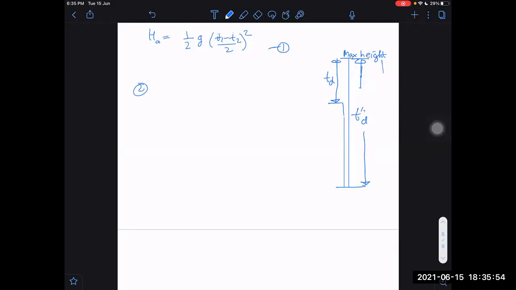What will be T dash D, and what will be the height of this descent? Let's call it H dash D. I can use the formula for H dash D as half of G into the time of this journey. The time of this journey is T1 minus the time of ascent, T2. TA was the time taken to go up to the maximum height, and TA was equal to (T1 minus T2) divided by 2.